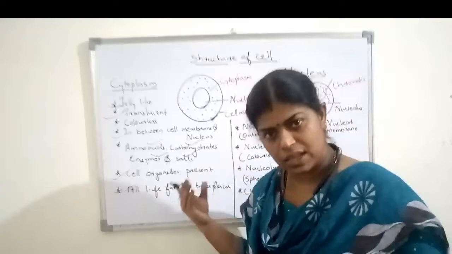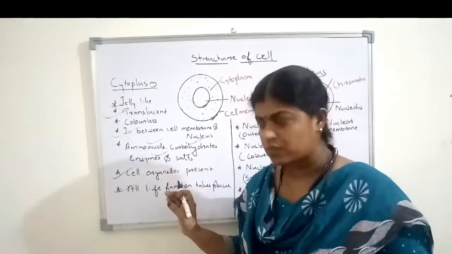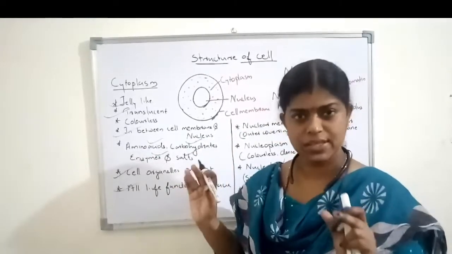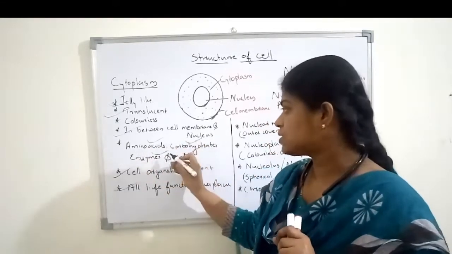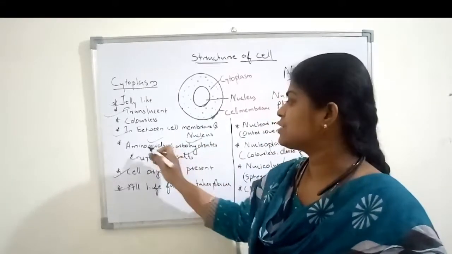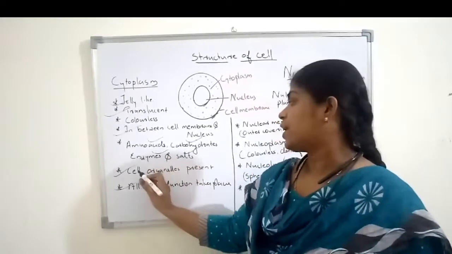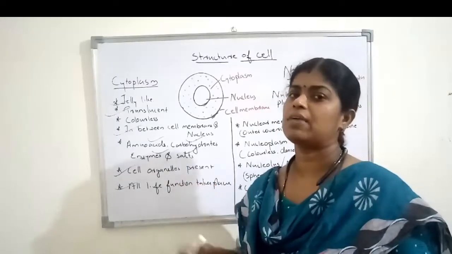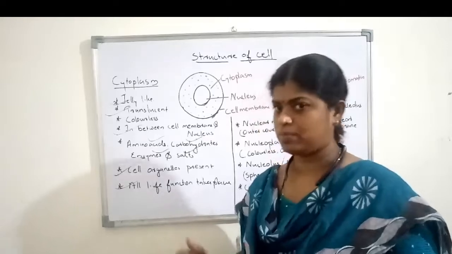So what are the points that you have to keep in your mind about cytoplasm? It is a jelly-like fluid, it is translucent, it is colorless, and it is in between the nucleus and the cell membrane. It contains chemicals like amino acids, carbohydrates, enzymes and salts, and cell organelles are there in the cytoplasm. All the life activities take place in cytoplasm. That is all about cytoplasm.